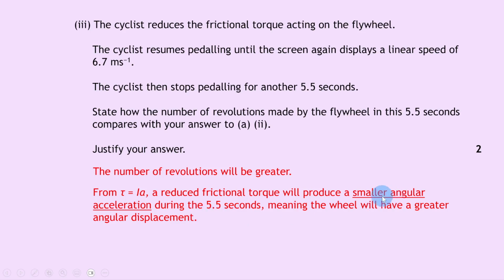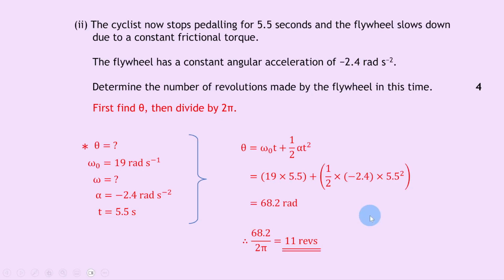And you might be thinking, well, how does a smaller angular acceleration lead to a greater angular displacement? Well, we can look at our working to part 2 to see this. So we're saying that with a reduced frictional torque, this angular acceleration alpha here will be smaller. So because of this negative, you end up taking away this whole expression from this number on the left. So if this angular acceleration is a smaller value, then you're taking away a smaller number from your number on the left. So that means your angular displacement theta will be greater.